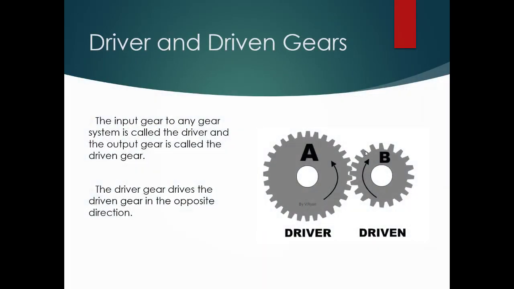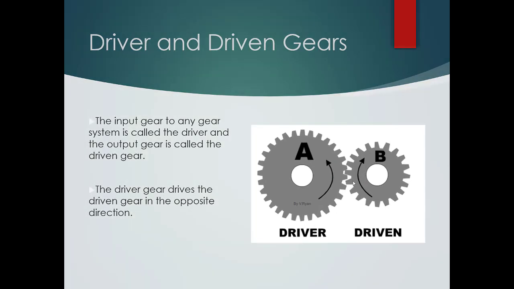So let's have a little bit of a more in-depth look at these. In any gear system, you're going to have a driver and a driven gear. The driver is the one that's connected to your power supply. The driven is usually connected to your output. Now, the first thing to notice here is the driver and the driven are turning in opposite directions. That is very, very important, that two gears which are meshed together like this will always turn in opposite directions. That's a very, very important point to know.